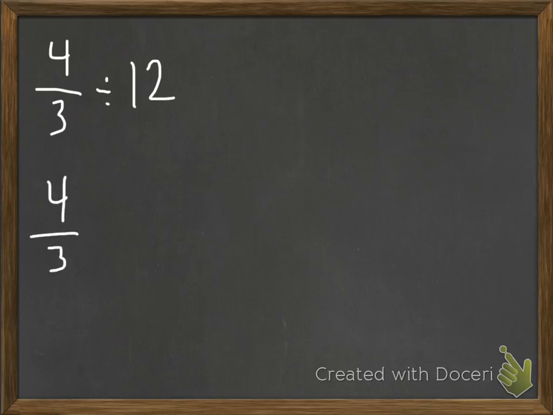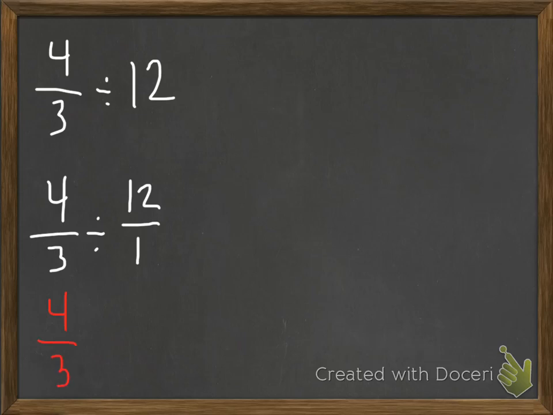We'll have 4/3 divided by 12. Now, yes, 4/3 is an improper fraction, but we're not doing anything to it until the end if we have to. So, again, keep it the same. Put your whole number over 1, and then do the keep, flip, change.